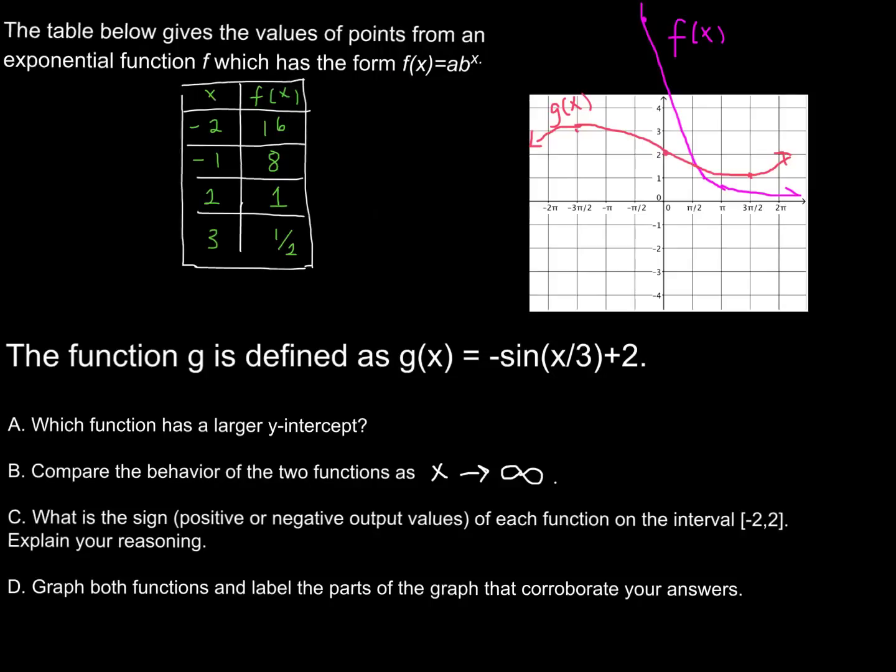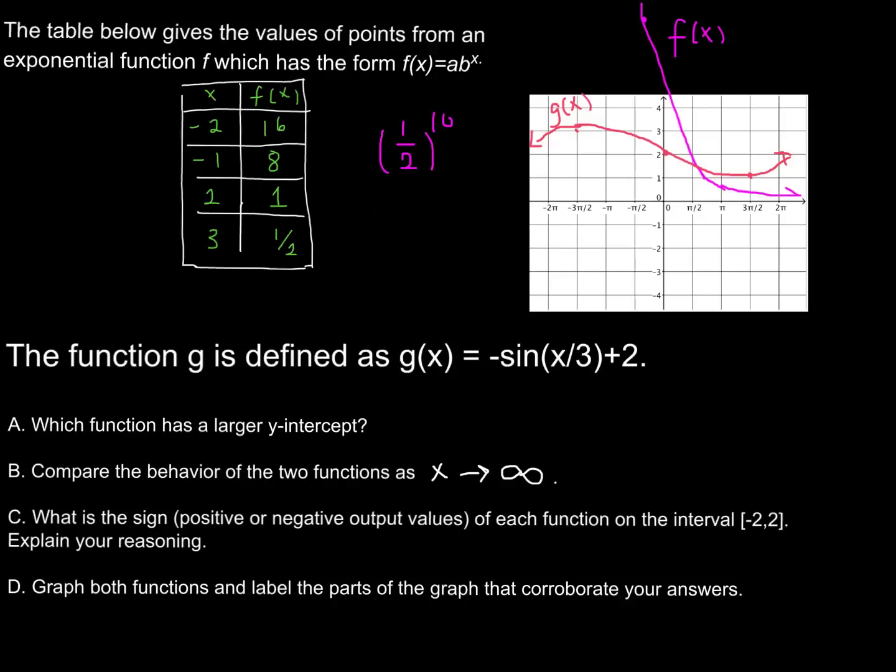So think about it. Imagine that b were 1/2. So think about having 1/2 to the 10th power, for example, right? That would be 1 over 2 to the 10th. It's a very, very small number, and so that would be getting smaller and smaller. And then we have g of x, which is a sine curve, and I can graph that pretty easily.